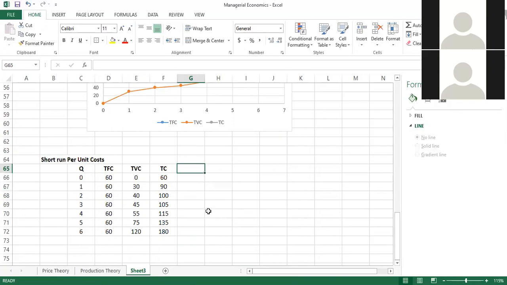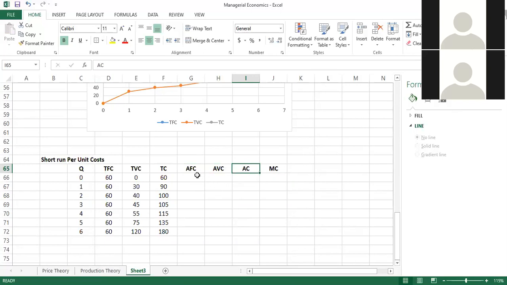Average fixed cost. Average variable cost. Average cost and marginal cost. And as you very correctly mentioned, unlike production, here we can analyze several average cost values. Because in production we had only one average production, but here we can analyze average fixed cost, average variable cost, average cost. So a number of average cost concepts we can analyze here.